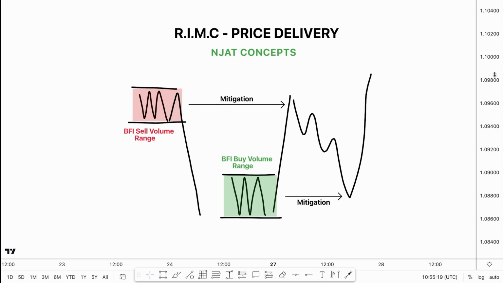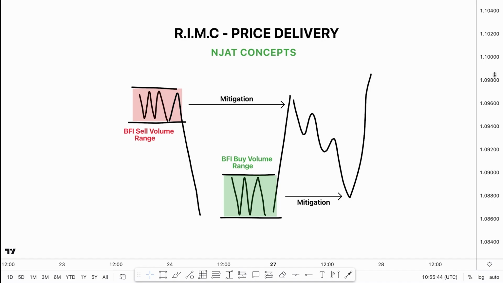Banks control these markets. They are the entities with the money and the volume that moves the markets that we trade. When we buy or sell, nothing happens. When they buy or sell, the price moves. So it's their orders that we follow and read for the intention of higher or lower prices. So take a look at this price delivery here on the screen. This is the REMC concept from NJAT that shows you how to read these bank orders.